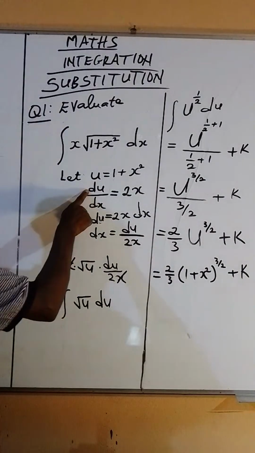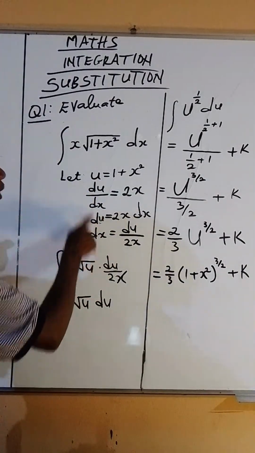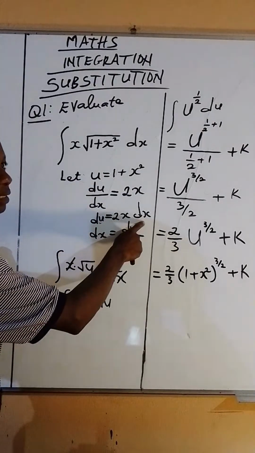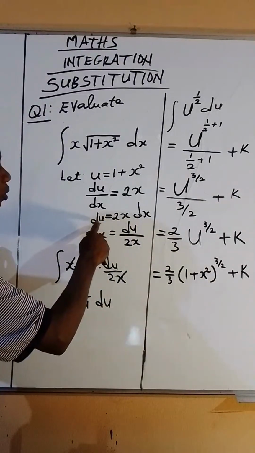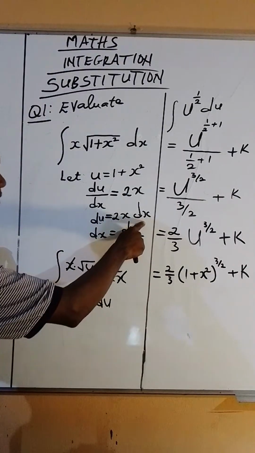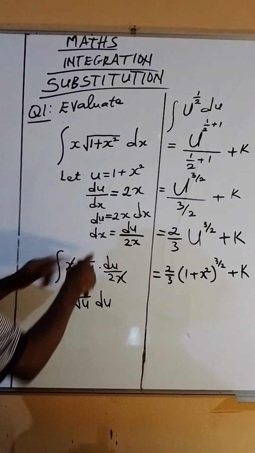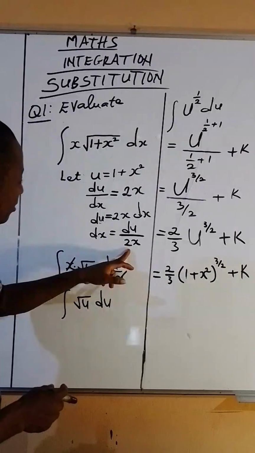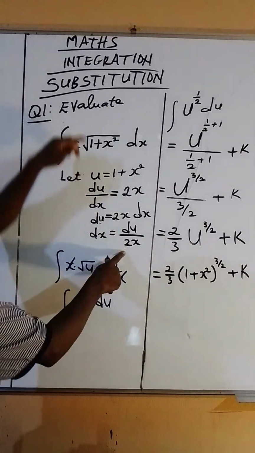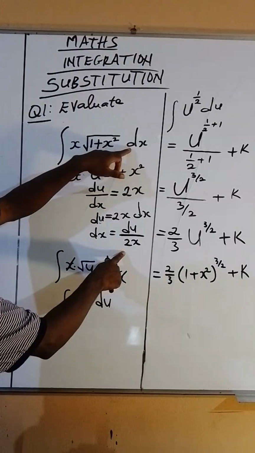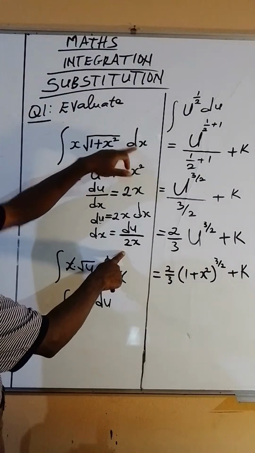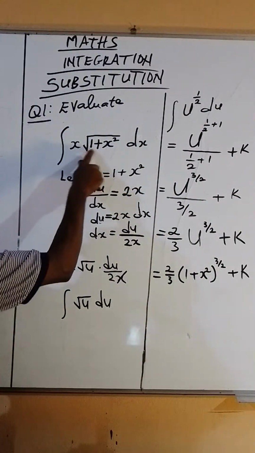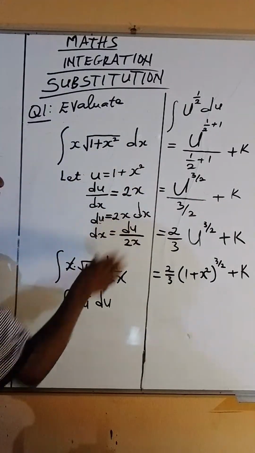So here we have du/dx, so we can cross multiply. If we cross multiply, we have du equals 2x dx. Then we are going to have dx equals du over 2x. Now the implication here is that we want to substitute for dx and for 1 plus x squared, and that will give us our final solution.